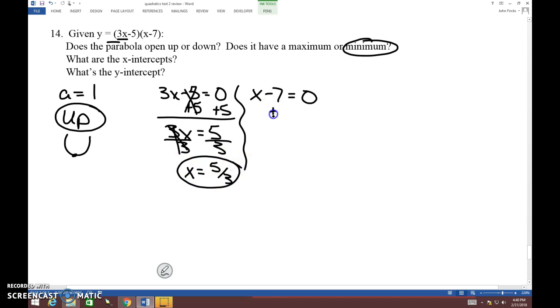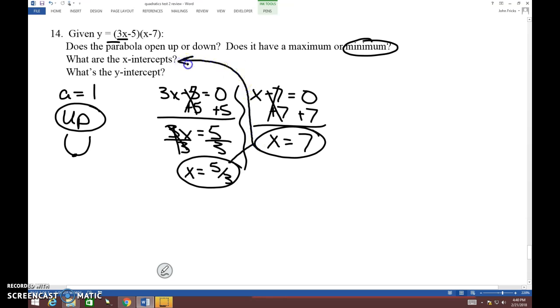On the other side of this, once again, we could have just flipped it and got positive 7, but here we're just going to add 7 to both sides, and we get 0 plus 7 is 7. So it's really easy to do that if you need to, but that's going to indicate your x-intercepts. So we know both of these, all right, those are going to be your x-intercepts.